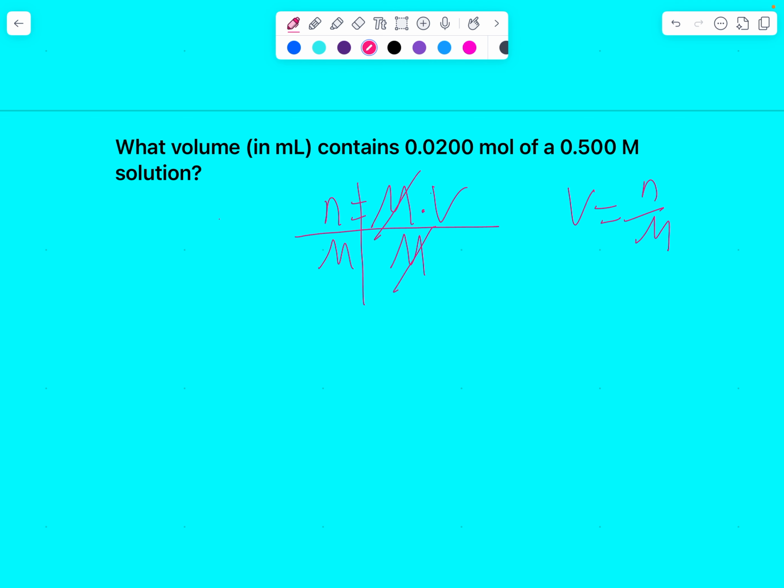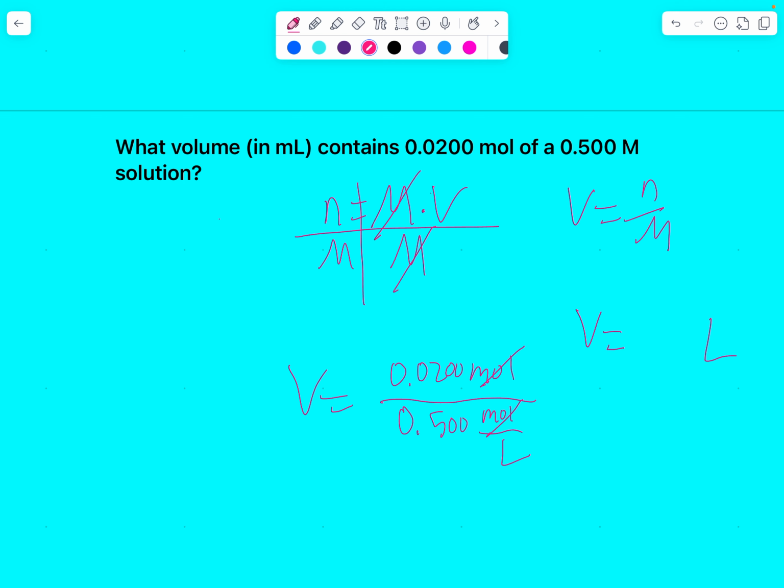Did that make sense? Tell me in the comments. So the volume is 0.0200 moles divided by 0.500 moles per liter. These cancel out. Is volume measured in liters? Yeah. So when I do the division, I'm going to get volume in liters. And that's a great foundation, right? But remember, eventually we are going to convert it into milliliters.